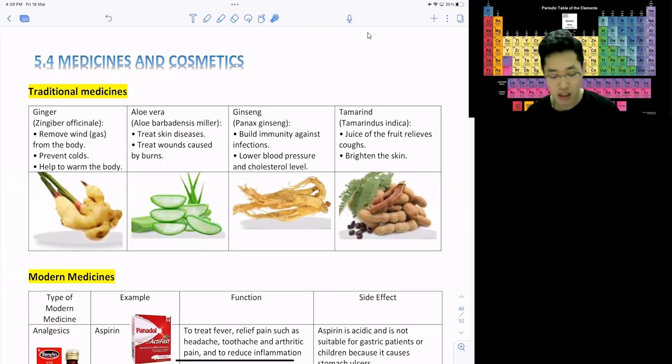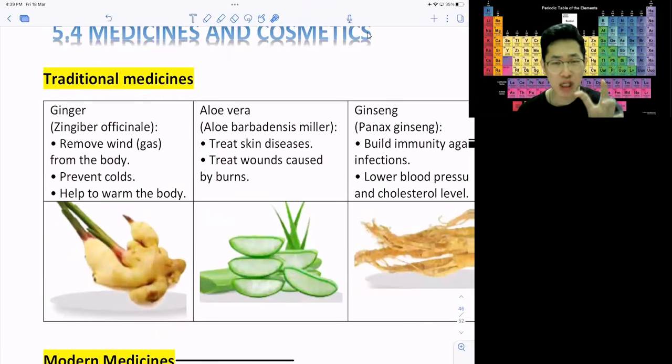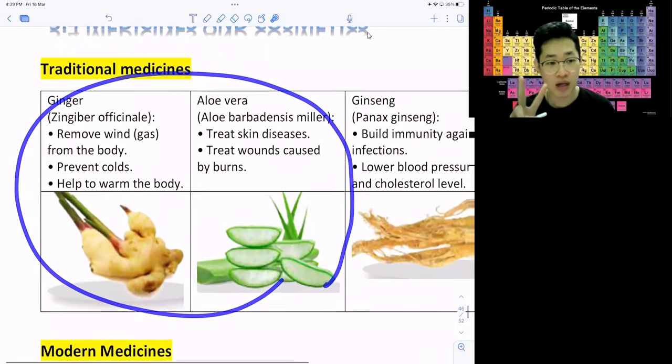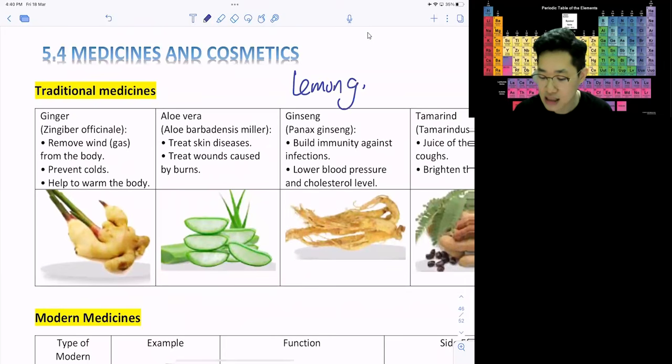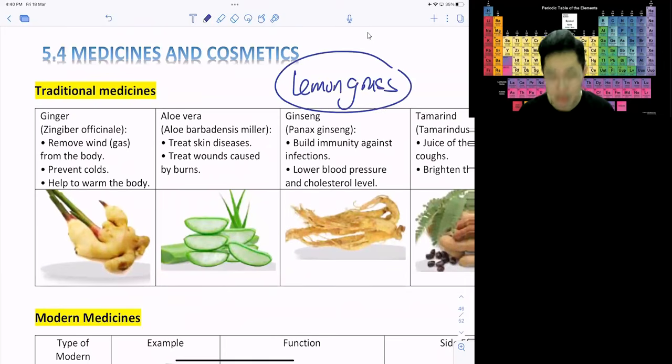Traditional medicine, usually they come out only like 1 mark to 3 marks only. And the examples they come up always are like these: lemongrass, aloe vera, ginger. Ginger removes wind from your stomach. Okay, aloe vera, you apply it on your skin, and lemongrass, let's say you have cough, okay, or maybe headache, I think you can use lemongrass. Drink the lemongrass water.